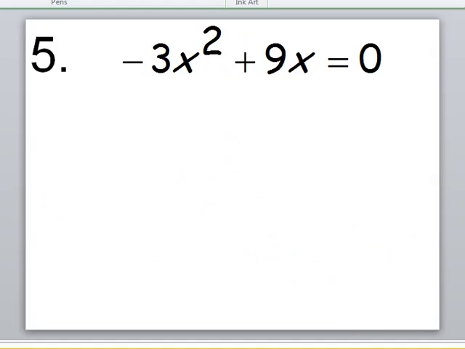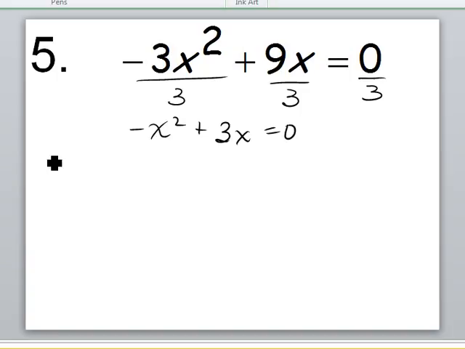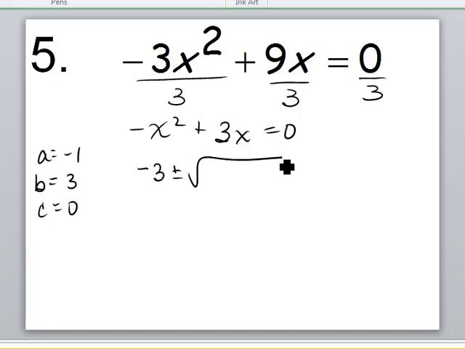Last example here, again, I like to have my x squared turn positive. It's not in this case, but we could make it positive by dividing by negative 3. We'll go ahead and just leave it negative for right now. Now I'm getting negative x squared plus 3x equals 0. My a term is negative 1, my b is 3, and my c is 0. There is no constant term. So the formula says negative b, which would be negative 3, plus or minus the square root of b squared, which would be 3 squared, minus 4 times a times c, all over 2 times a.